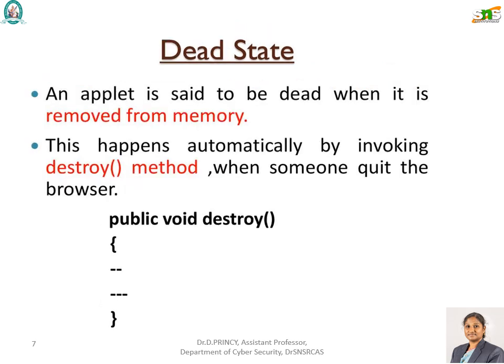The last state of the applet life cycle is the dead state. An applet is said to be dead when it is removed from memory. Actually, this happens automatically by invoking the destroy method when someone quits the browser. The syntax of the destroy method is public void destroy. This method also does not take any parameter.